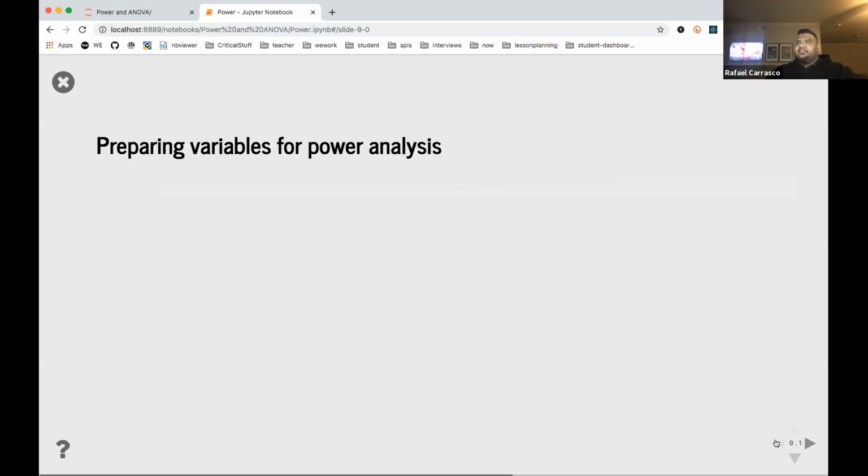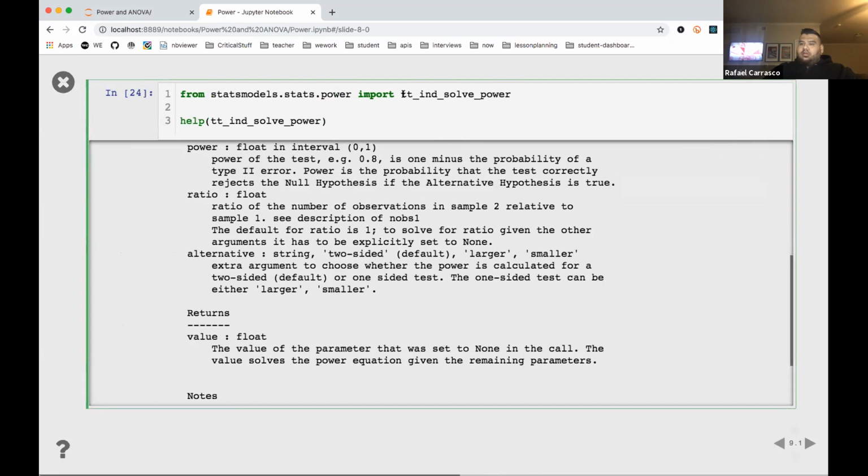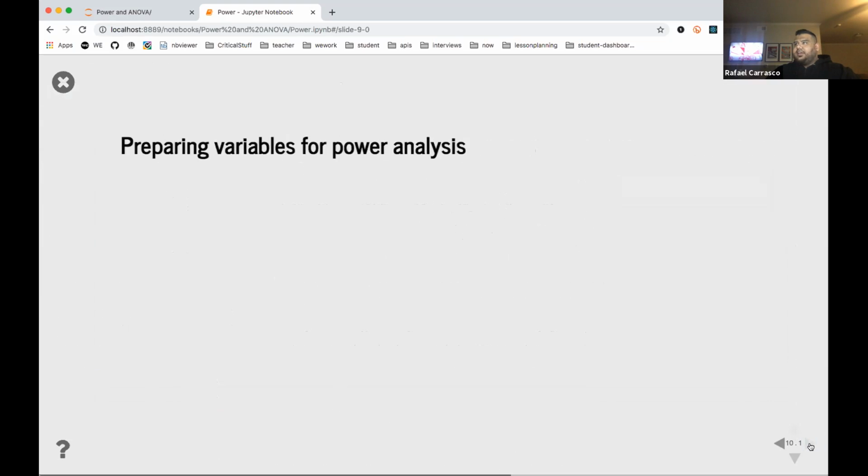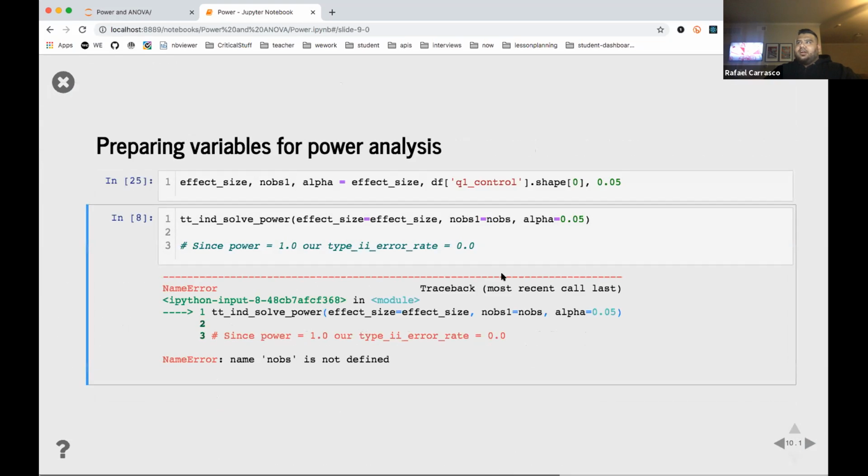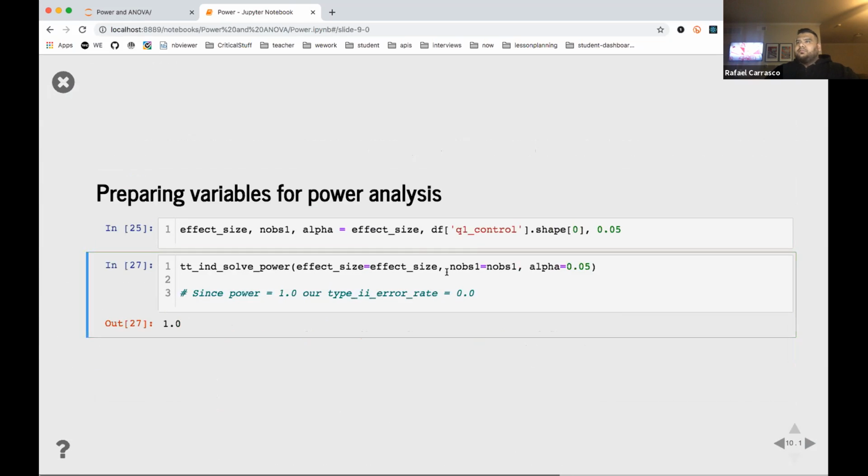I don't think I ran this cell also, just in case. Okay, I did. But you never know. All right, cool. And then we can run this. We'll call this nobs1. And we'll go ahead and run that power. And we get a power of 1.0. So since the power is 1.0, that means our type 2 error rate is 1 minus power, which is 1 minus 1.0, which is 0. So it's saying that we have a type 2 error rate of 0.